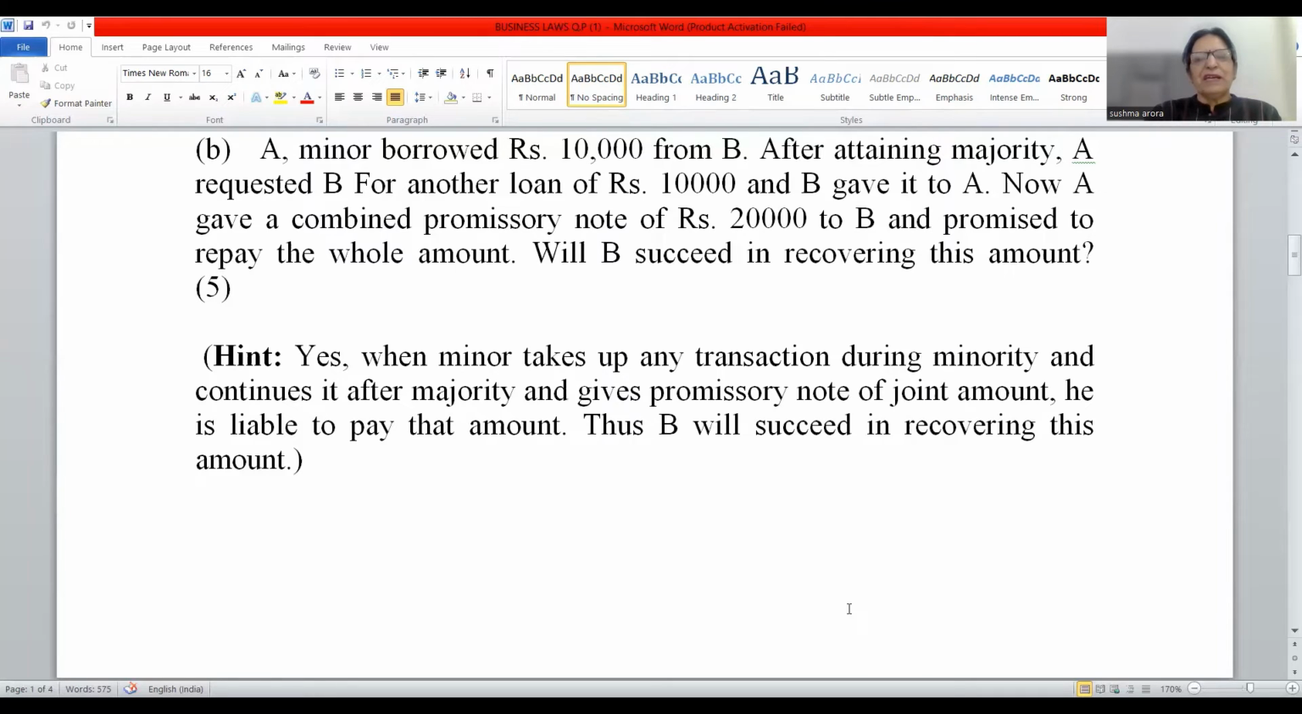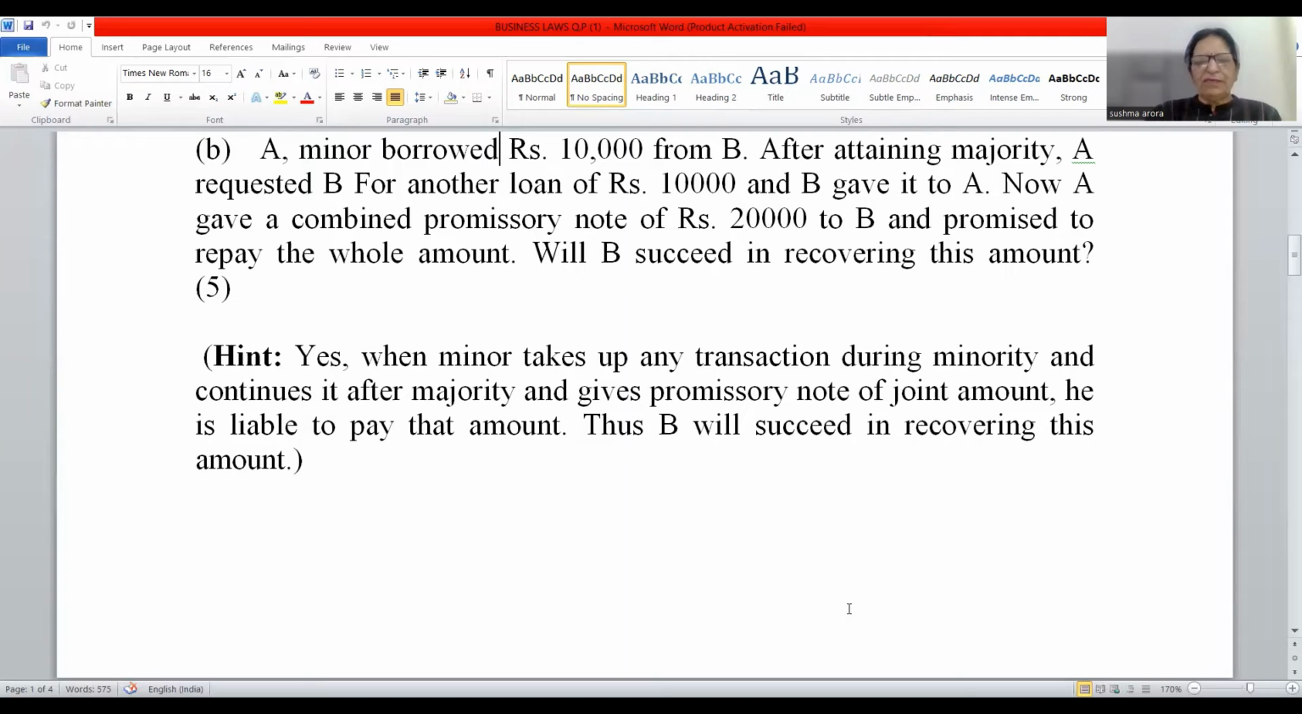But if a minor takes up any transaction during minority and continues it after majority, as happened in this case, he borrowed rupees 10,000 when he was a minor and requested B for a further loan of 10,000 rupees. Then he gave a joint promissory note of the joint amount, that was 20,000. Then of course, friends, B will succeed in getting this amount from A because he has continued with the transaction. So the answer will be affirmative, that B will succeed in recovering this amount from A.